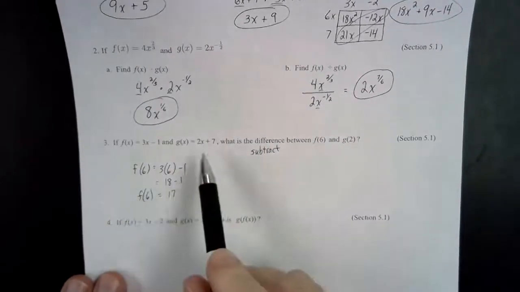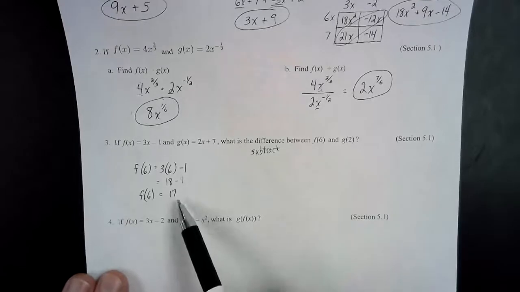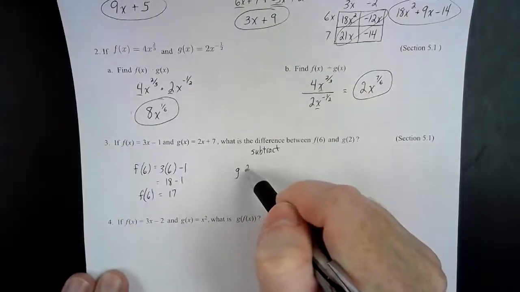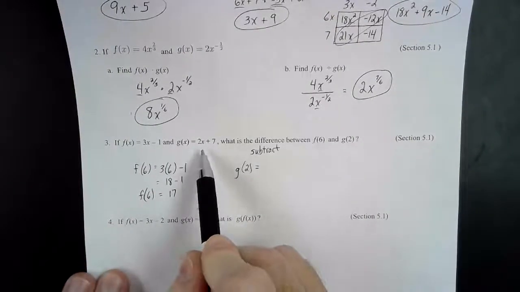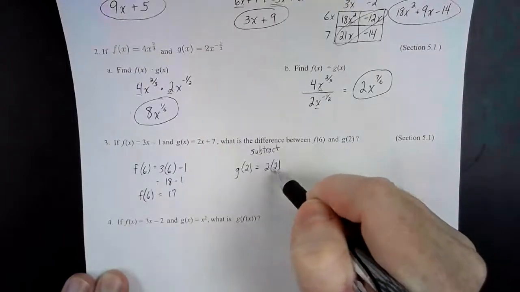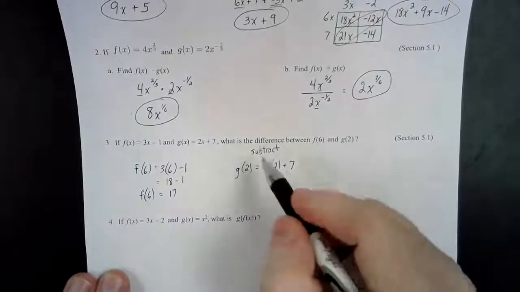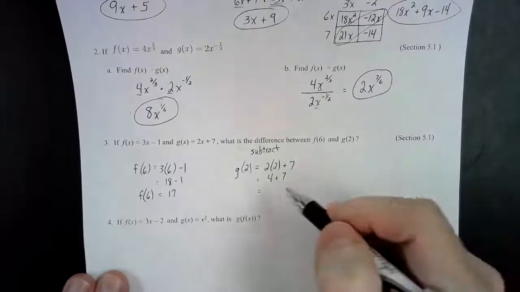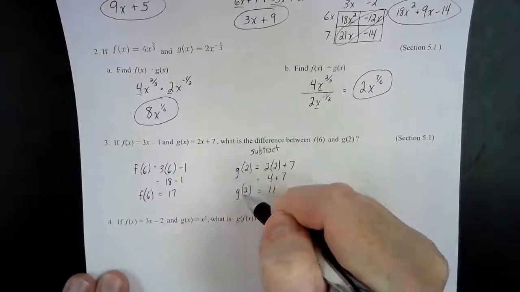Now I'm not plugging that into the next one. I just needed to know f of 6. That's 17. I also need to know g of 2. So now I'm going to do that separately. g of 2. g is right here. 2x, so it is 2 times 2 plus 7, and 2 times 2 is 4, and that equals 11, g of 2.